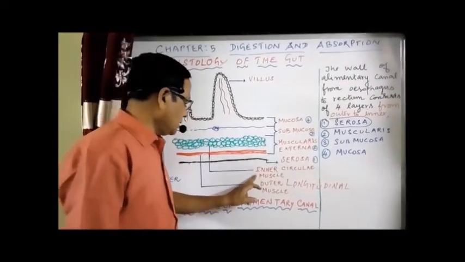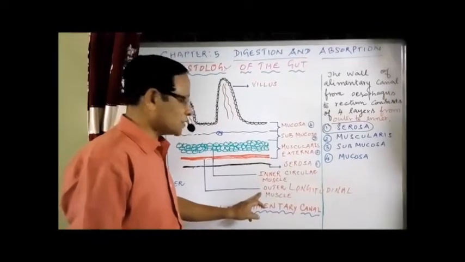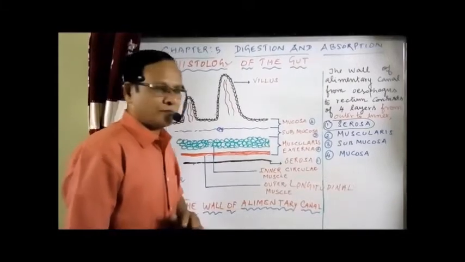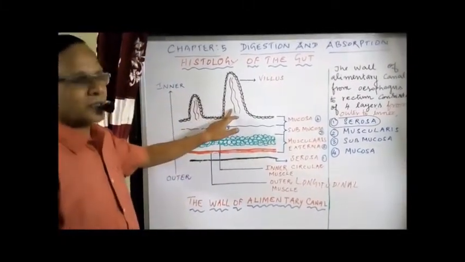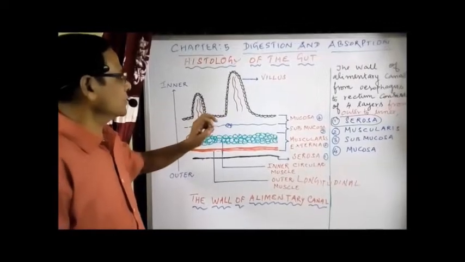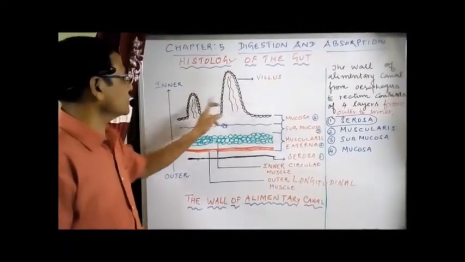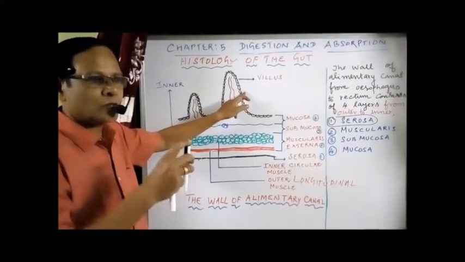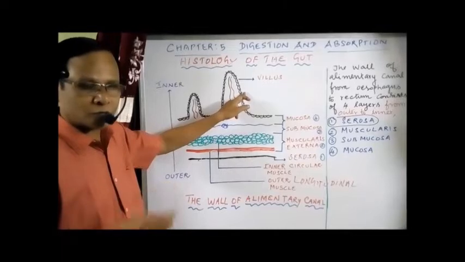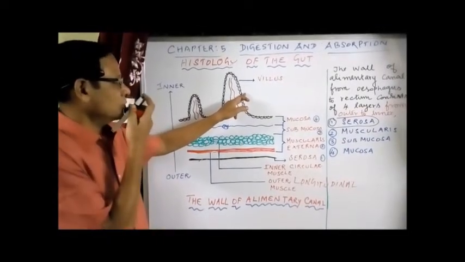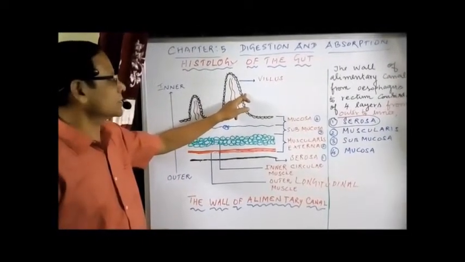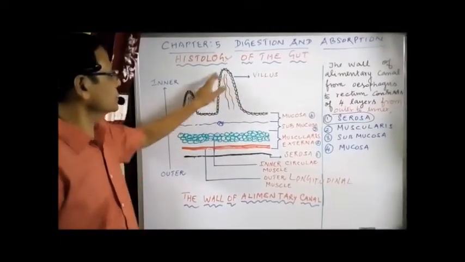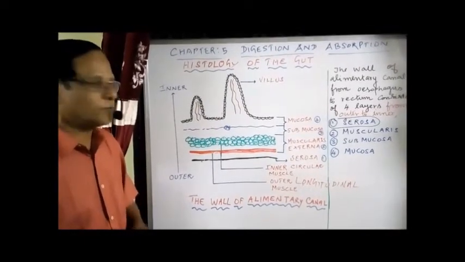Now the inner circular muscle and outer longitudinal muscles are normally smooth muscles. They constitute the muscular layer. Now the mucosal layer in the ileum region is produced into many finger-like projections. This innermost layer, the mucosa, is folded into many finger-like projections, projecting into the lumen of the intestine in the form of what are called villi. This is one singular villus and the plural form is villi.